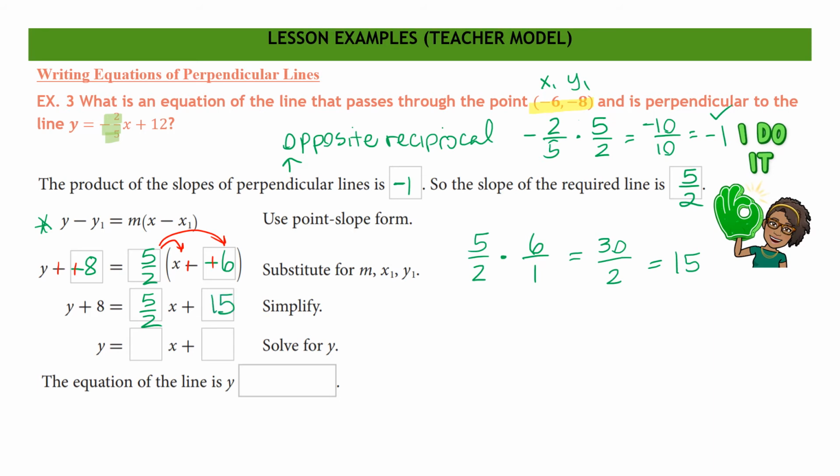And then once again, we're solving for y because we want this in slope-intercept form. So I'm going to subtract 8 from both sides. So that leaves me with y equals 5/2 x plus 7.